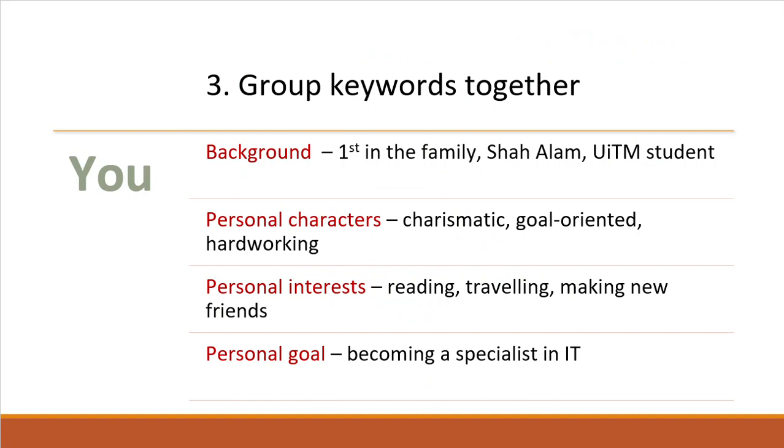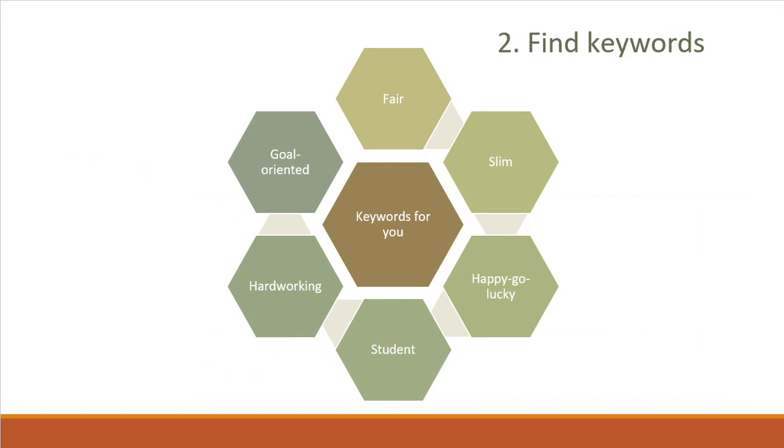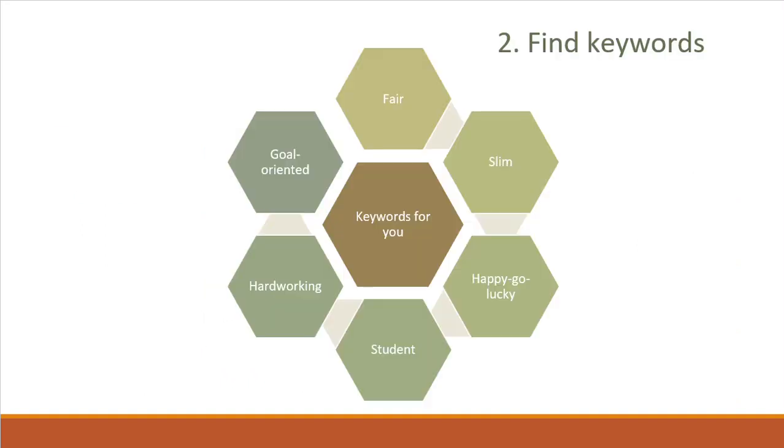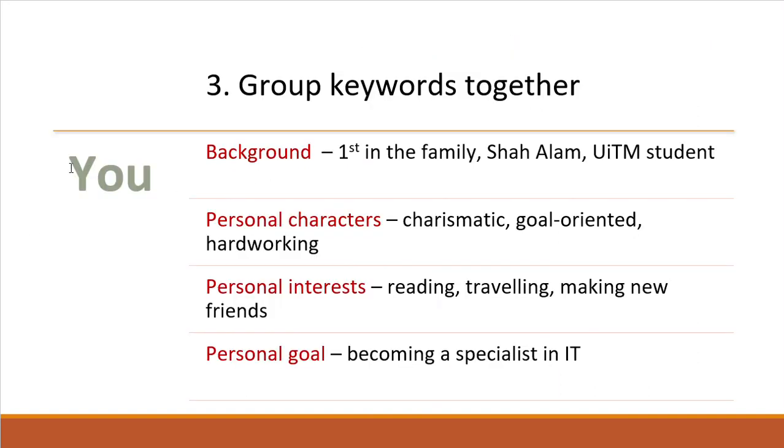So the next step is you have to group the keywords together. Let's say this one, fair, slim, is more to your physical, right? And then this one, hardworking, happy-go-lucky, goal-oriented, is more to your characteristic. For example, first in the family, Shah Alam, UiTM student, those can be grouped as background. Second one, personal characters: goal-oriented, hardworking. Personal interest, hobby: reading, traveling, making new friends. And personal goal. These are some examples of the keyword.